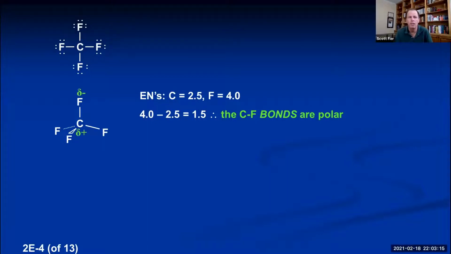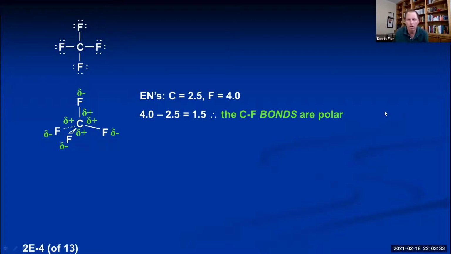Here we go. Negative fluorine, positive carbon. Negative fluorine, positive carbon. Negative fluorine, positive carbon. Negative fluorine, positive carbon, and now every single one is labeled. Okay?